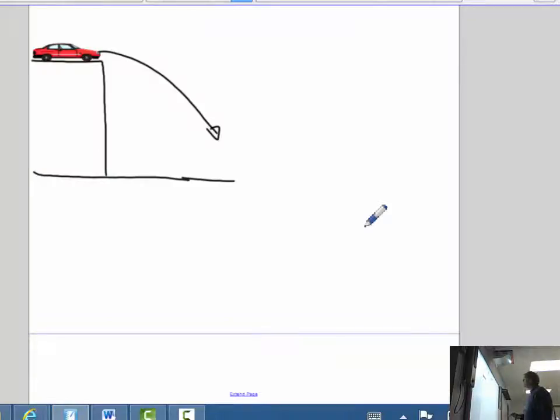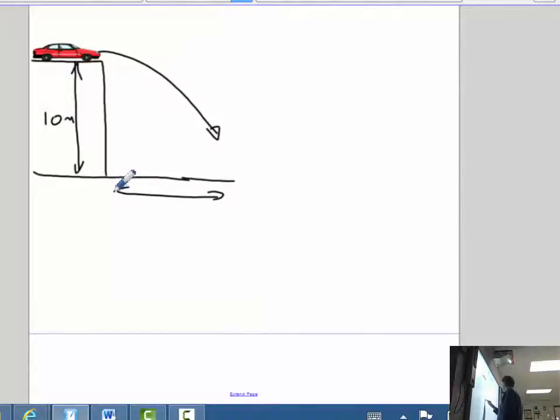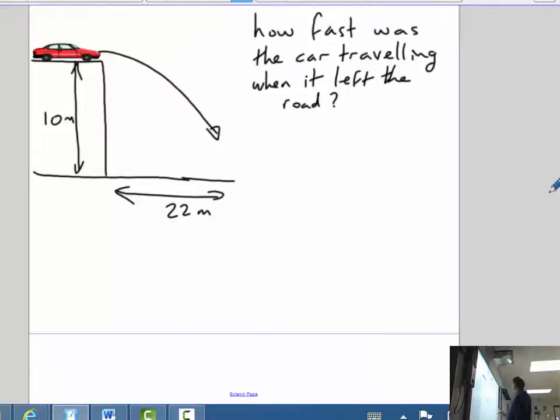Now you could be given more difficult questions where, say, a car's driven off a cliff and they've measured the cliff to be a certain height. Let's say this cliff is 10 metres high and the car lands 22 metres away. You could be asked a problem-solving question, like how fast was the car travelling when it left the road? That's not the typical one I've just been doing with you. This is a bit more difficult. But I would still approach it the same way: do horizontal and vertical components and see if you can piece it together.